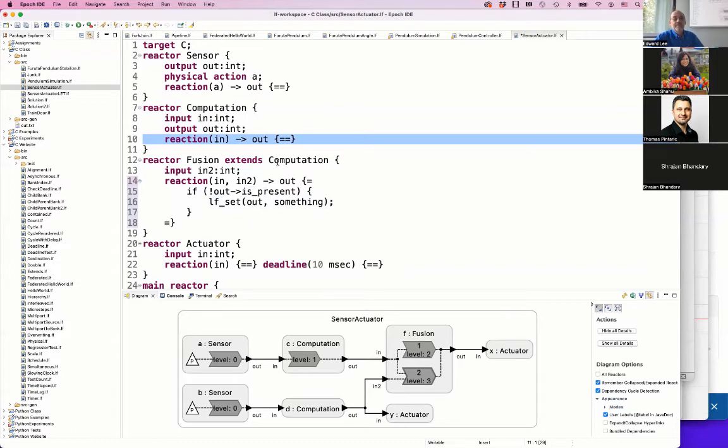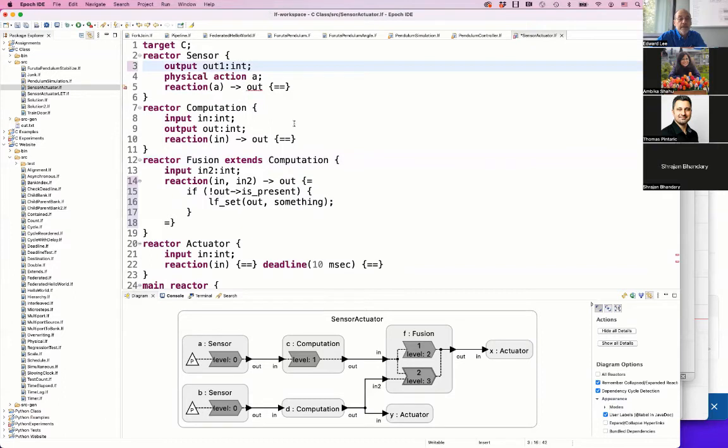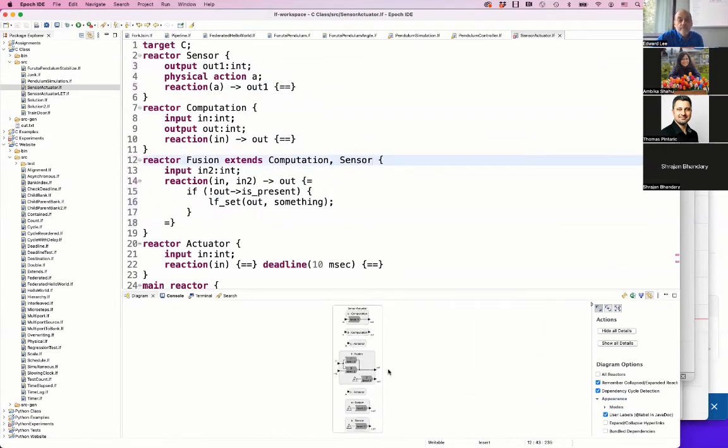Can I extend it twice? No, because then you get a collision of names, but you can extend multiple base classes. So for example, as long as you don't get name collisions. So suppose that this one has an output named out1, then I could extend sensor as well. Okay, and I acquire that behavior. But I've messed things up by changing the name of that.